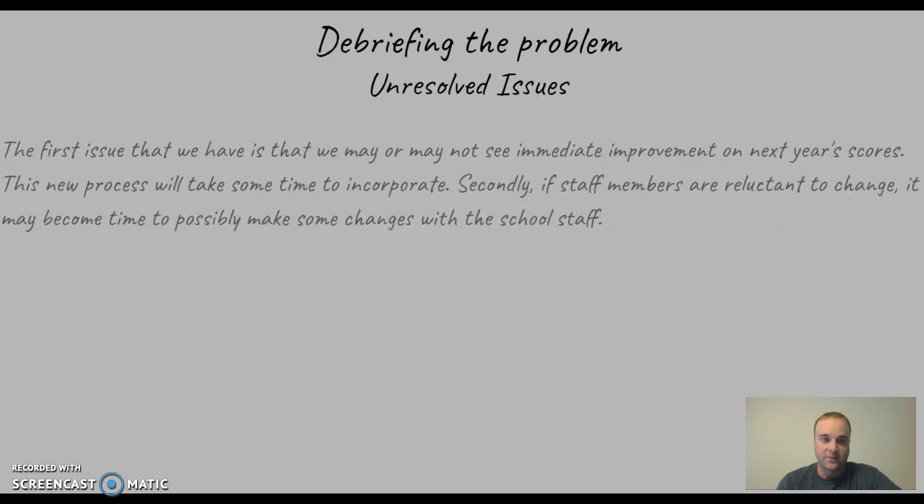Some unresolved issues. The first issue that we may have is that we may not see immediate improvement on next year's scores. This is a process, and it will take some time to incorporate. We may not see success for a year, 2 years or more. Secondly, if staff members are reluctant to change, it may be time to possibly make some changes within the school staff. Hopefully all the staff members buy in and no changes will be needed.